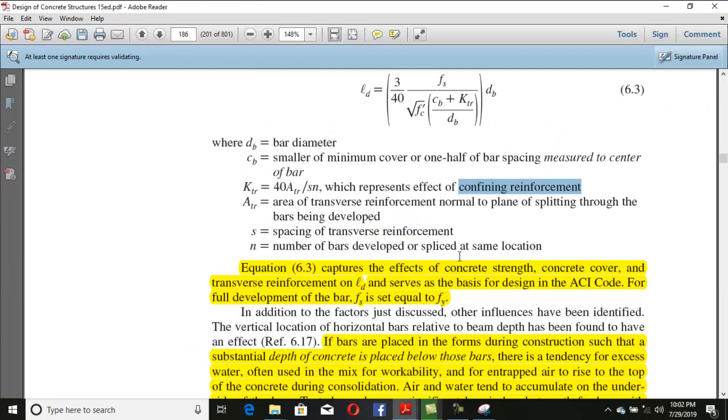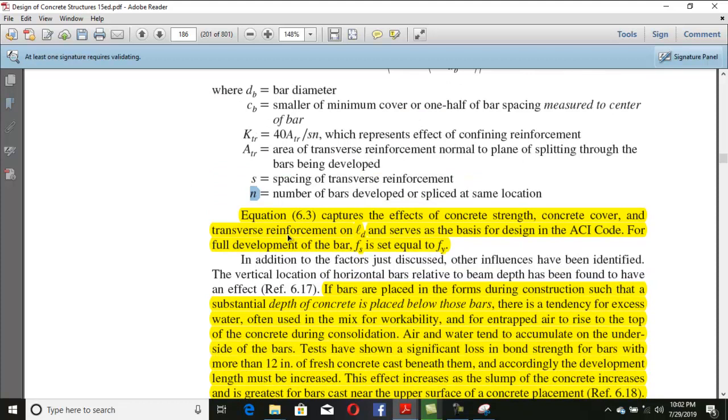Okay, KTR. What is KTR? ATR is basically the area of transverse reinforcement, S is the spacing of that transverse reinforcement, the spacing of stirrups, and N is basically the number of main bars, the number of bars developed or spliced at the same location. These are the longitudinal bars or main bars, through which you provided your confinement.